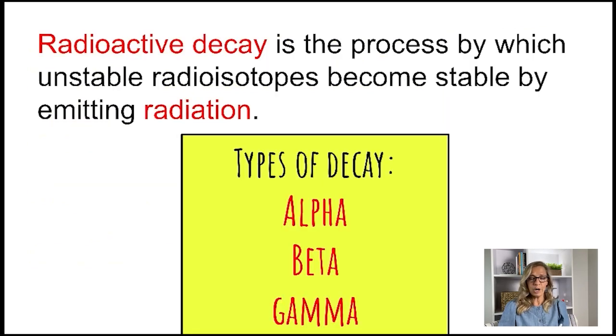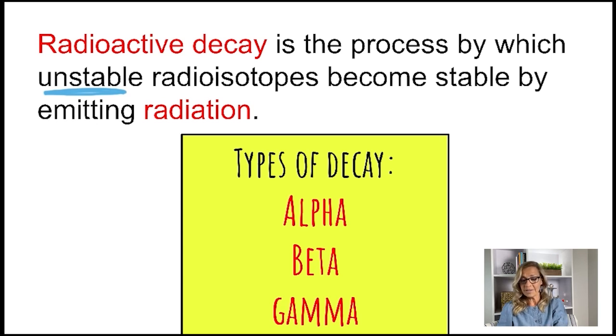All right, first of all, radioactive decay. What do you think decay is? It's when something's breaking down. That's really what happens in a decay reaction, what we call radioactive decay. Isotopes that are unstable, and let me just emphasize that word, unstable isotopes, become stable when they emit radiation. Okay, so what types of decay will we be talking about?